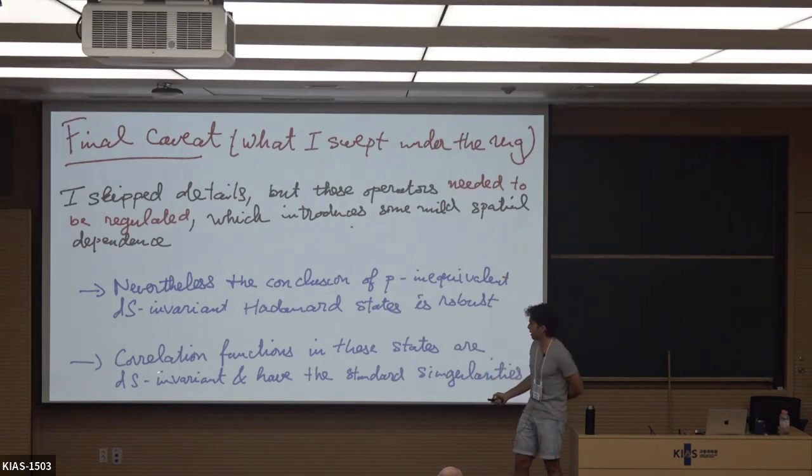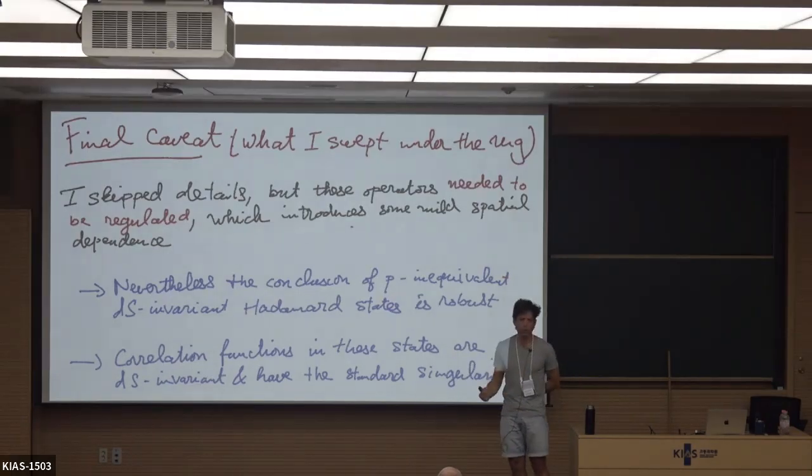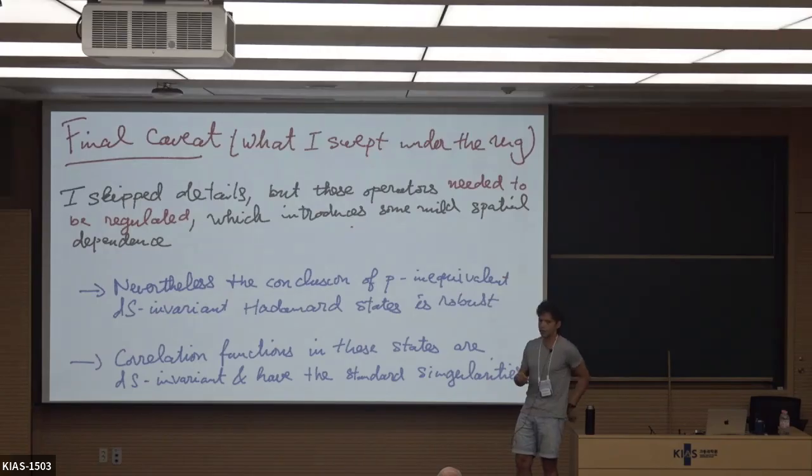And this goes back to the question Qiming just asked me. Correlation functions in these states, we can compute them. They're de Sitter invariant, and there's no funny business. They have the standard singularities. These are not alpha states. That's why I said Hadamard. They're just good, honest to goodness QFT states for a de Sitter QFT.